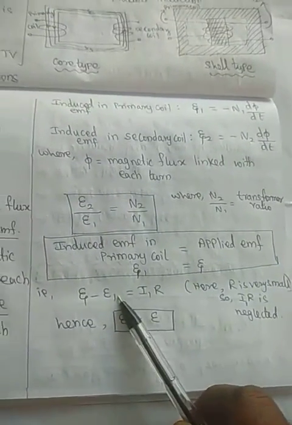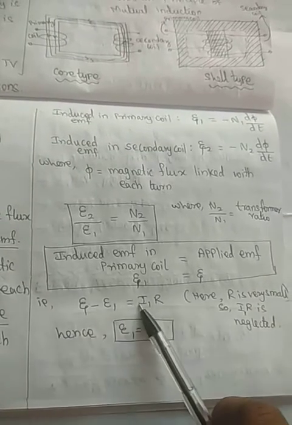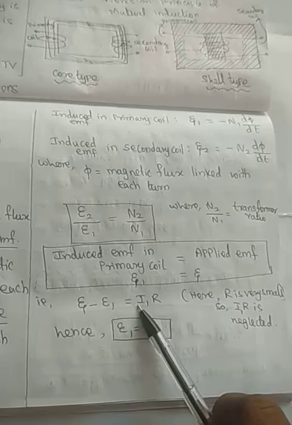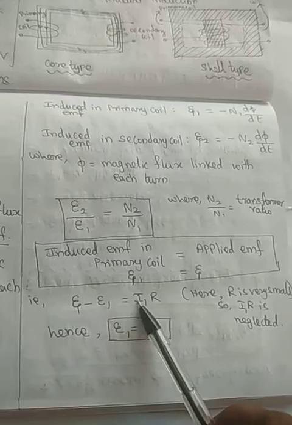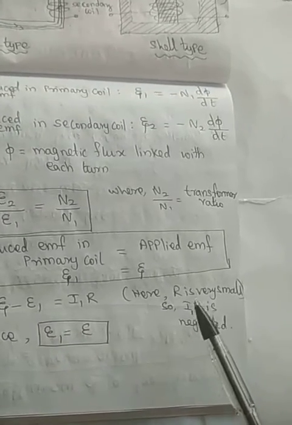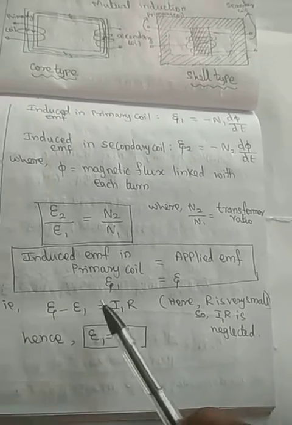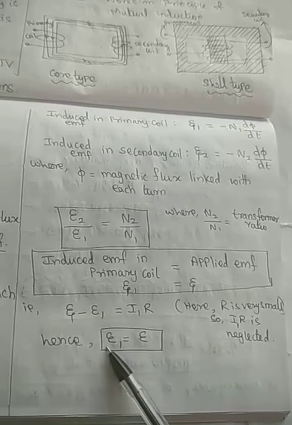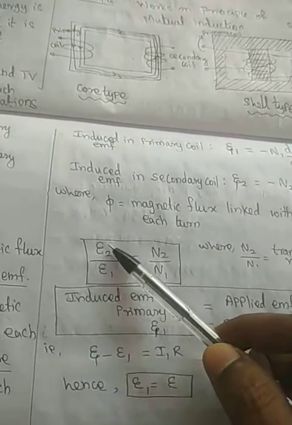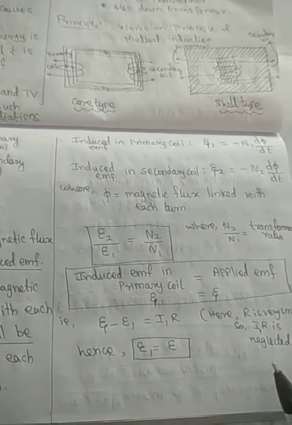That is E1. So the total voltage in the primary coil is E minus E1, which is equal to I1 R, where I1 is the current flowing in the primary coil and R is the resistance of the primary coil. So E minus E1 is equal to I1 R. As we have taken that R is very small, the term I1 R will be neglected. So very clear, this is approximately equal to 0. Hence we can say that the applied EMF is equal to the induced EMF in the primary coil, so that only we are able to write the equation E2 by E1 is equal to N2 by N1. Very clear, students? Yes.